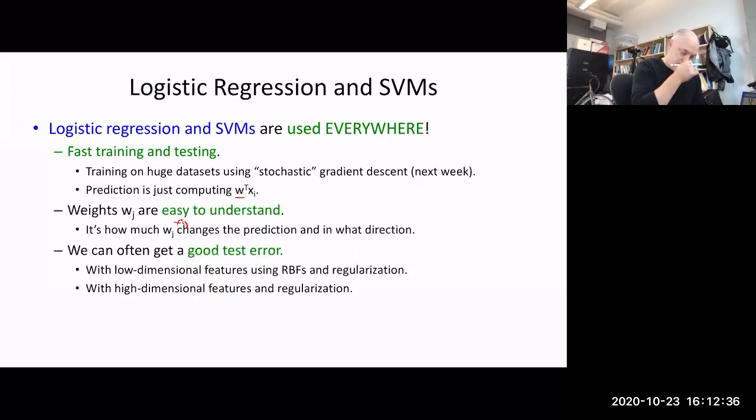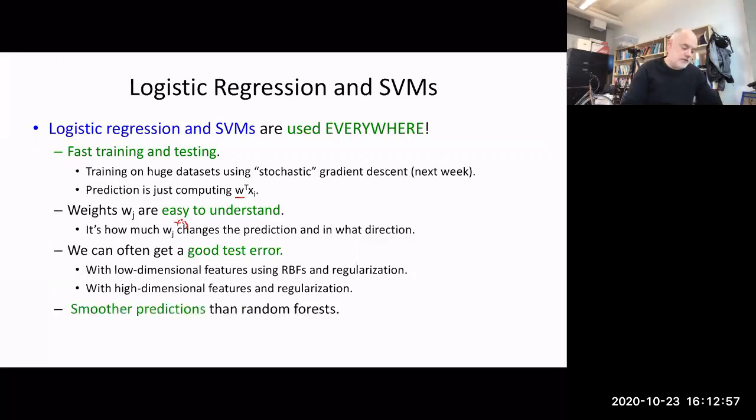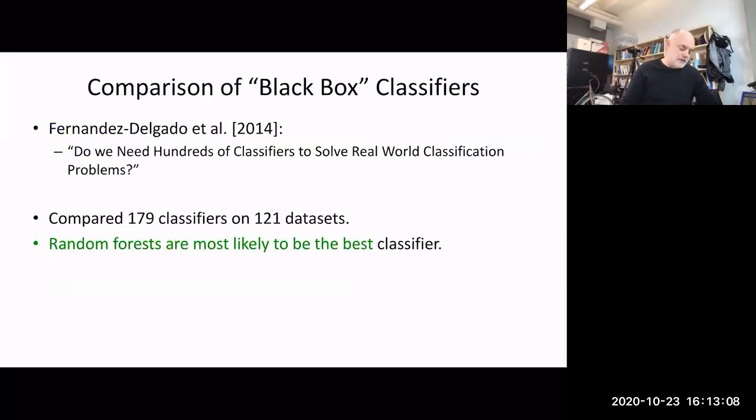These models often give very, very good test errors on just arbitrary problems, and they're amenable to use in either low dimensional or high dimensional feature spaces. In low dimensional feature spaces, if you use radial basis functions and regularization, you can get very good performance. And if you have very high dimensional feature spaces and you do regularization, again, you can get very good performance out of these. The decision boundaries that you get are smoother than the axis aligned, choppy ones that you get from random forest, which turns out to be good in a lot of cases.